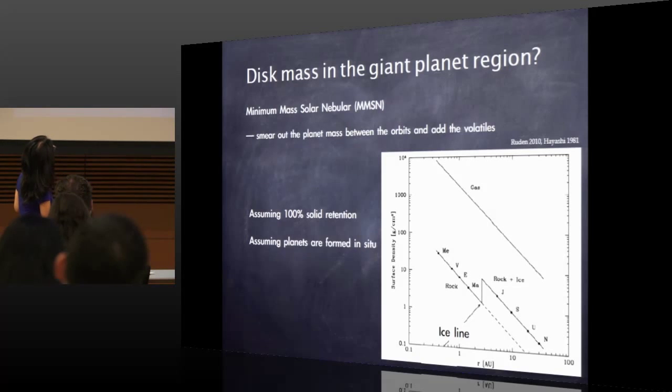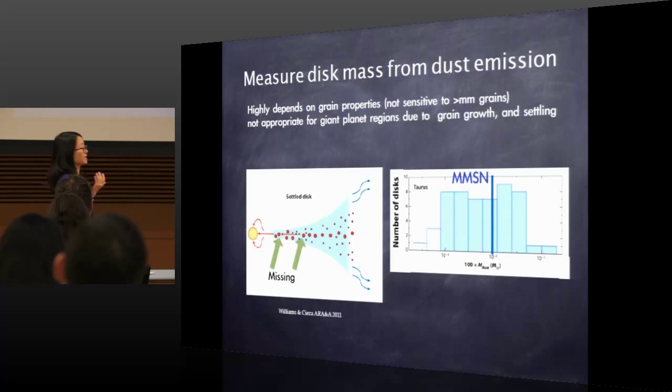Another way of seeing this is to observe disks around other stars. Traditionally, this has been done by observing dust emissions. The problem with this approach is we observe those disks in sub-millimeter, so that we're only most sensitive to dust grains of around the same size.